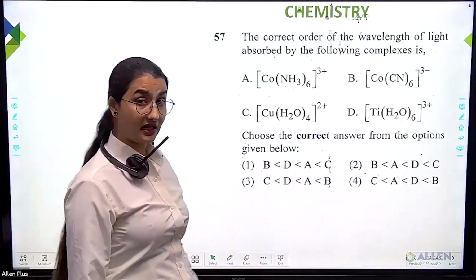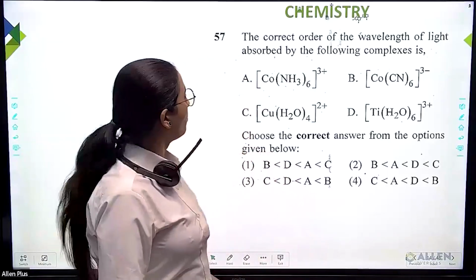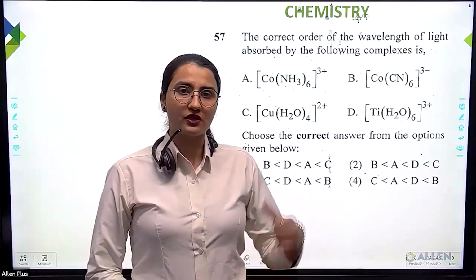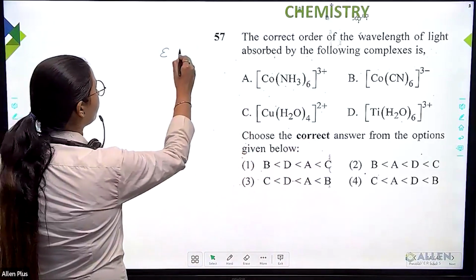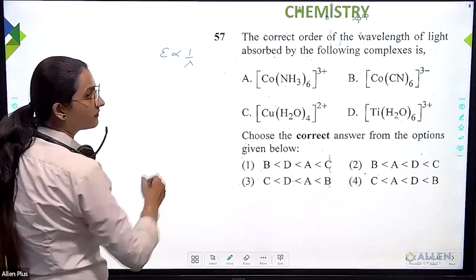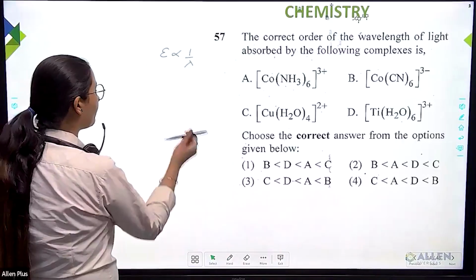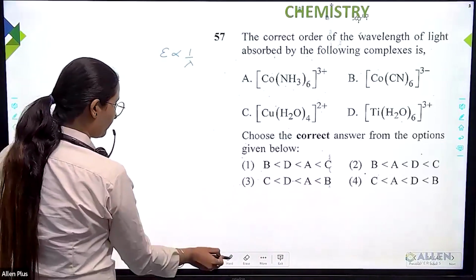Next, it's again, students, from chapter coordination compounds. We have to give the order of wavelength. Students, it is from crystal field theory. You know, energy is inversely proportional to wavelength. Correct? So if I find out the order of CFSE, the order of wavelength would be reverse. Correct?